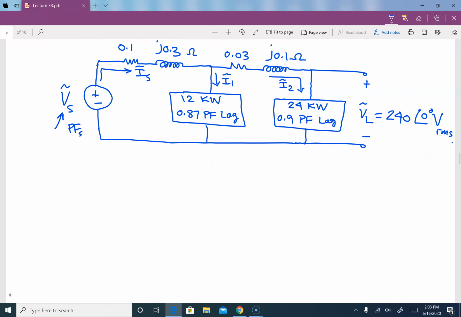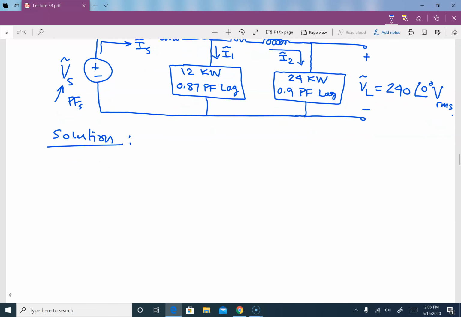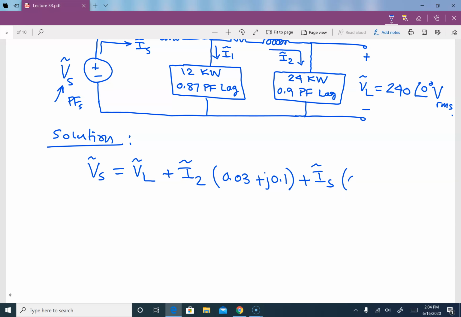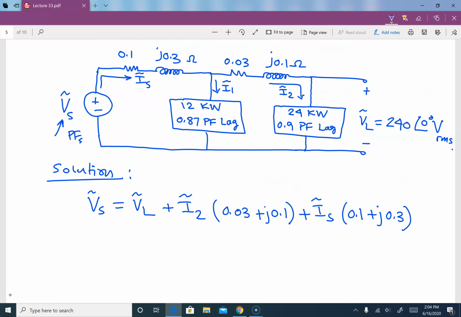So now, our solution. We will start with Vs. Vs is equal to VL plus I2 multiplied by 0.03 plus j0.1 plus Is multiplied by 0.1 plus j0.3. Let me explain this. I need this Vs here.